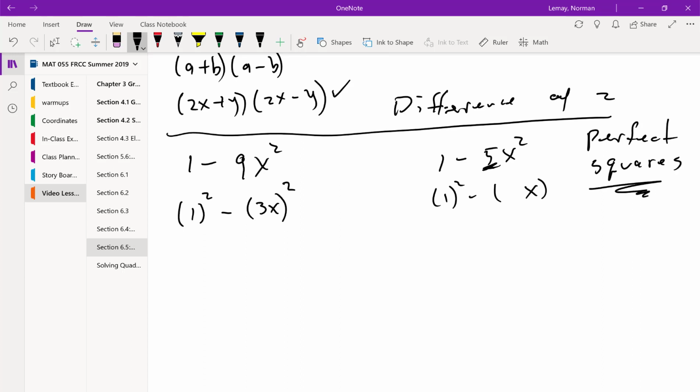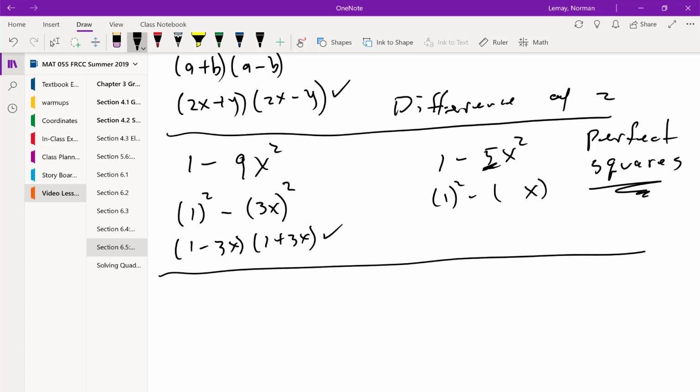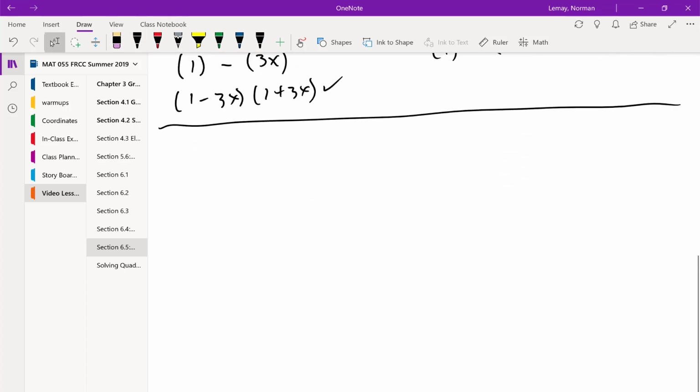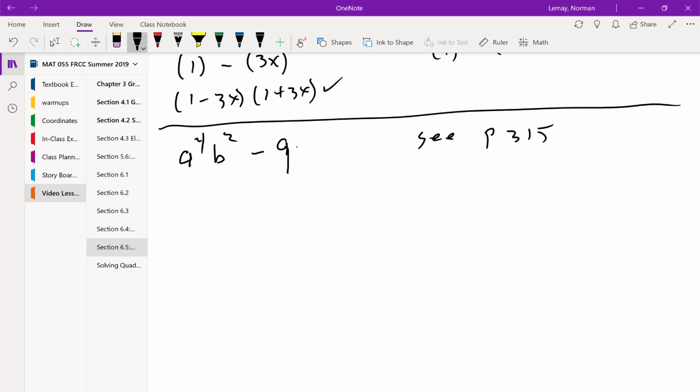Now this just defaults down to 1 minus 3x times 1 plus 3x. This is always the case. Always, always, always. Now let's take a look at something like this: a to the fourth b squared minus 9. At this point, I'd encourage you to see rules of exponents on page 315, objective 3.